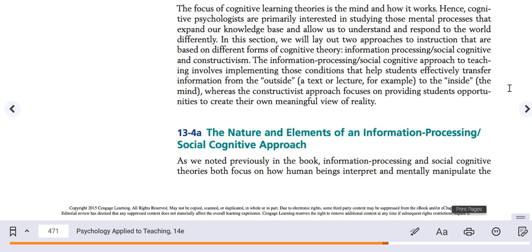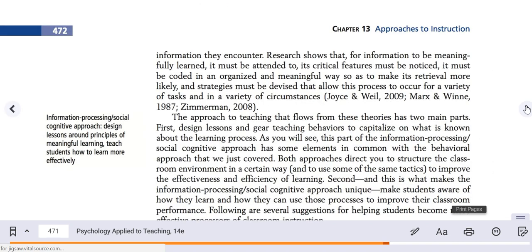The nature and elements of an information processing social cognitive approach. As we noted previously in the book, information processing and social cognitive theories both focus on how human beings interpret and mentally manipulate the information they encounter. Research shows that for information to be meaningfully learned, it must be attended to, its critical features must be noticed, it must be coded in an organized and meaningful way so as to make its retrieval more likely, and strategies must be devised that allow this process to occur for a variety of tasks and in a variety of circumstances.